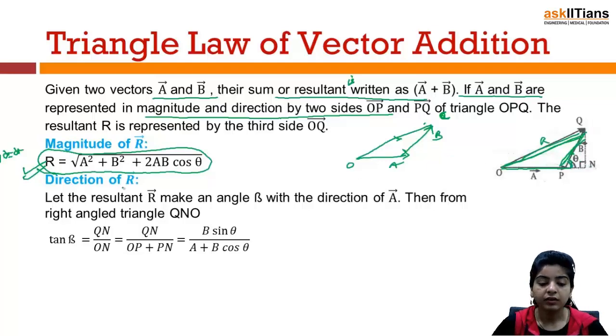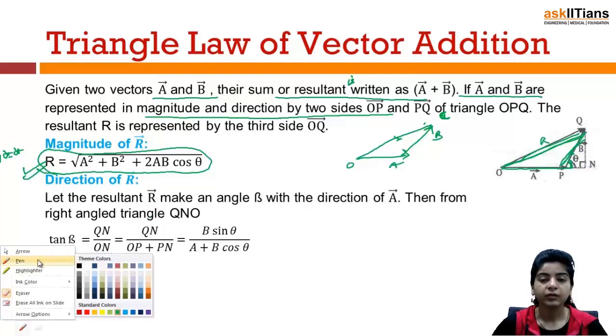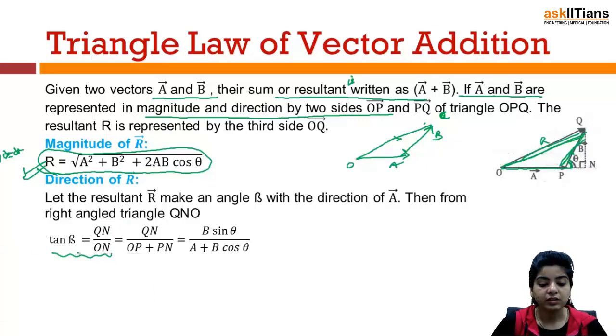Now the direction of R. Let the resultant R make an angle beta with the direction of A. Then from right angled triangle QNO, what we can see is tan beta would be equal to QN by ON. Okay, so let us discuss this. Let the resultant R make an angle beta with the direction of A. That means if I take this angle to be beta, then from right angled triangle QNO, let me clear this up so that you don't get confused.